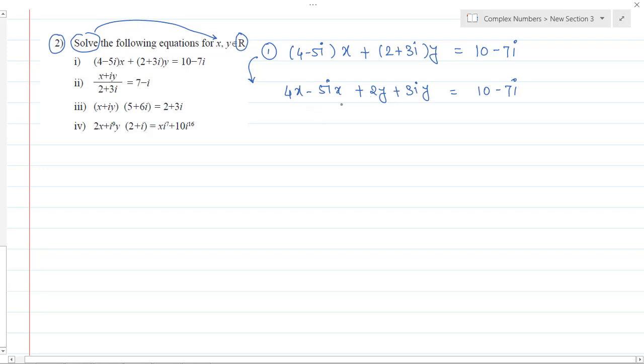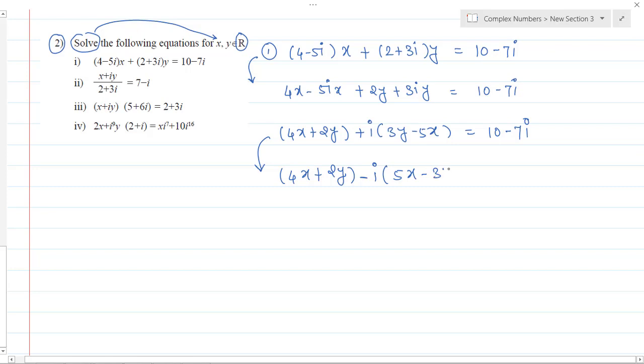Take the real part, so 4x plus 2y. Take the imaginary part, so it's i into the bracket, we have 3y minus 5x, which equals 10 minus 7i. Let's rewrite this. It's nothing but 4x plus 2y. See, here the imaginary part is negative, so let's take this negative outside the bracket. So I will have i times (5x minus 3y), which equals 10 minus 7i.